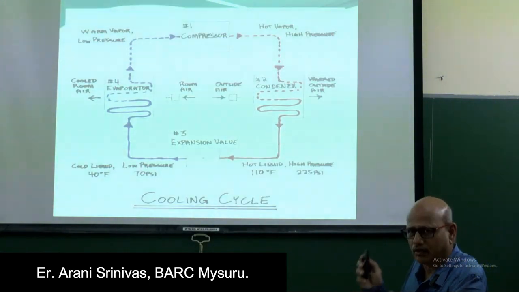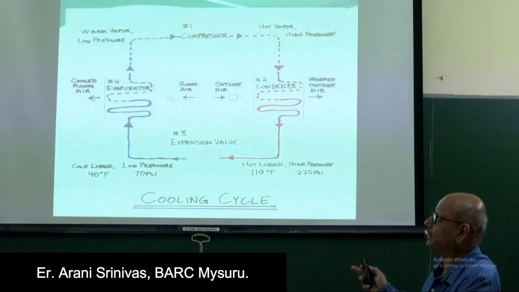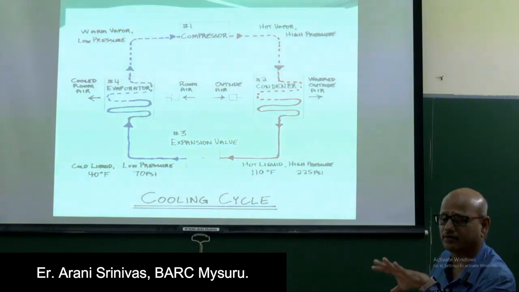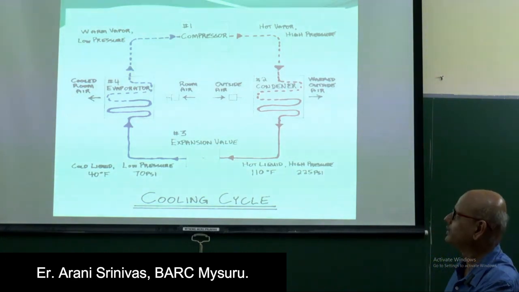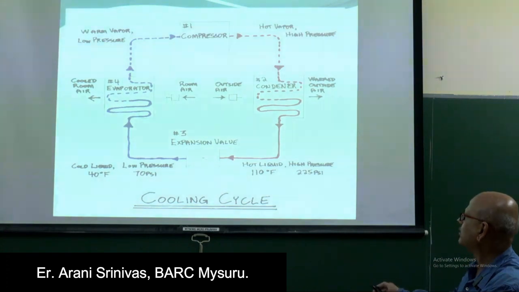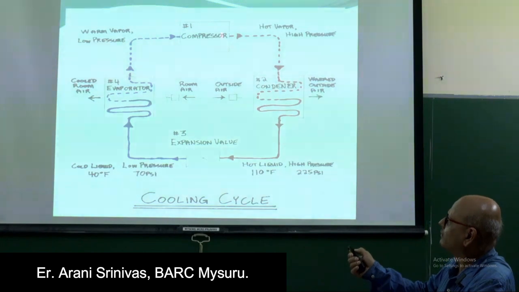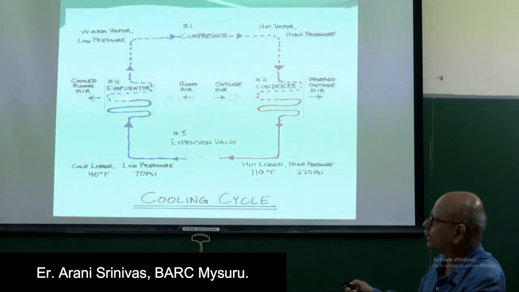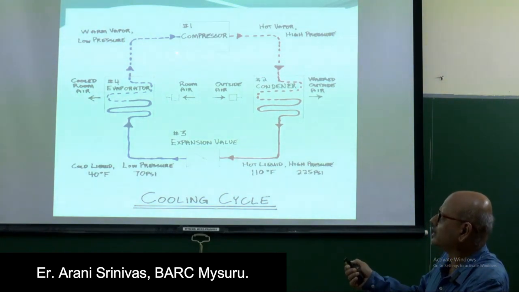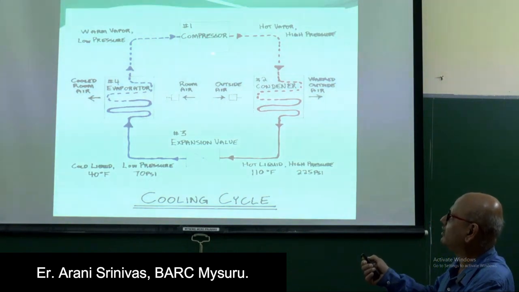This is the general application of how an air conditioner refrigeration works. This is a P&I diagram. Here, see, this is the compressor. Whatever vapor comes here will be a warm vapor at low pressure, and it comes here and we compress it.